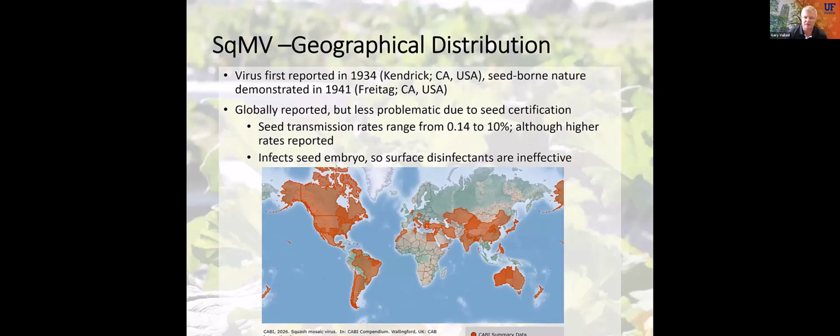So again, pointing out that the virus itself actually infects the seed embryo and is not present in the seed coat itself. So surface disinfectants are very ineffective. So seed testing is very critical.